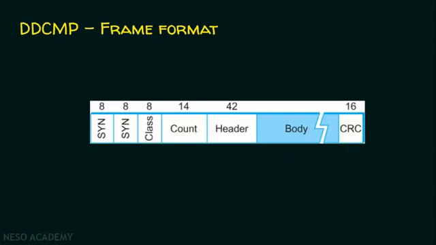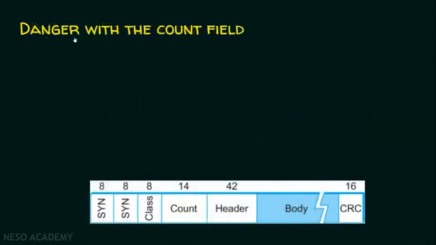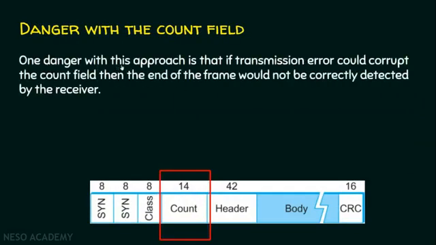There is a very serious drawback with the DDCMP protocol. Let's see what that is. The danger in DDCMP is with the count field. One danger with this approach is that if a transmission error could corrupt the count field, then the end of the frame would not be correctly detected by the receiver. Transmission errors can affect any bit pattern or bytes. If a transmission error corrupts this count, then the frame structure goes into chaos. Let's see it with an example for better understanding.